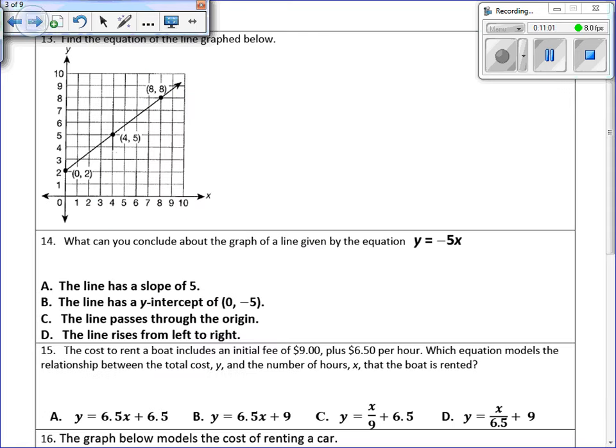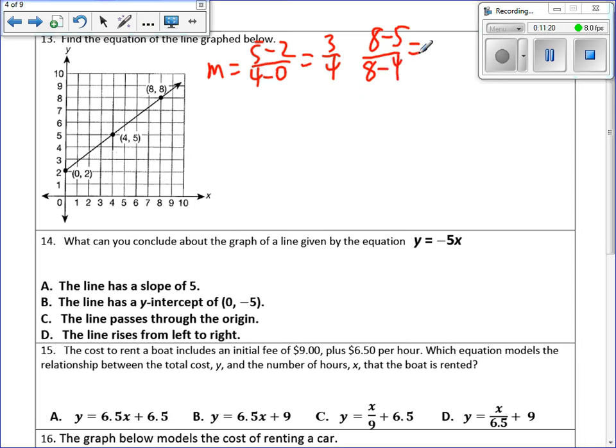All right, number 13, find the equation of the line graphed below. Well, I need a slope, so use the slope formula. M equals 5 minus 2 over 4 minus 0, which equals 3 over 4. Or you could have done 8 minus 5 over 8 minus 4, which is 3 over 4. So whichever point you wanted to pick, and I see that they give us the y-intercept of 2. Y equals 3 over 4x plus 2.